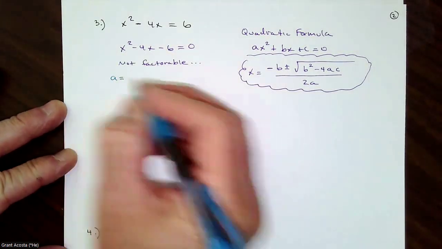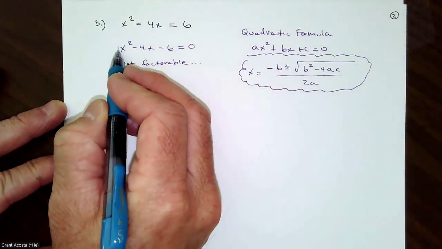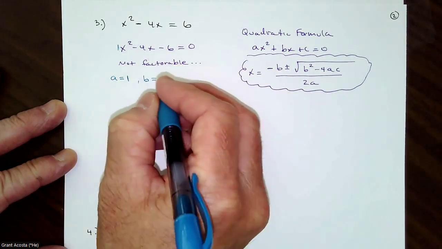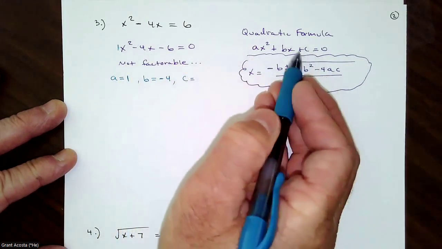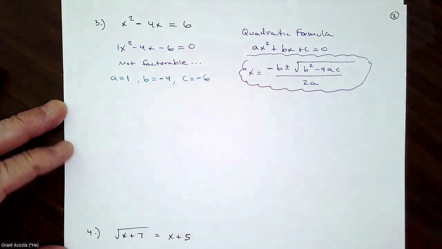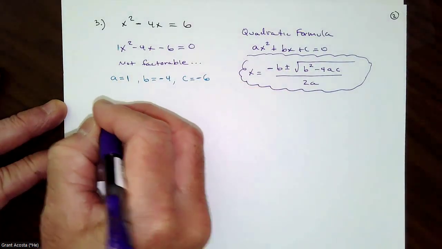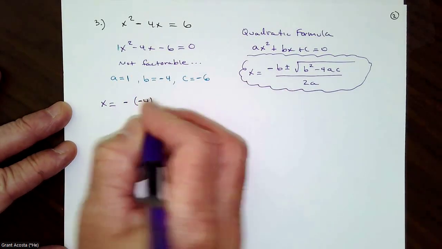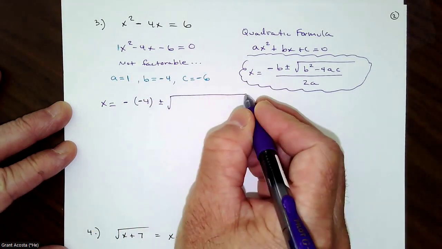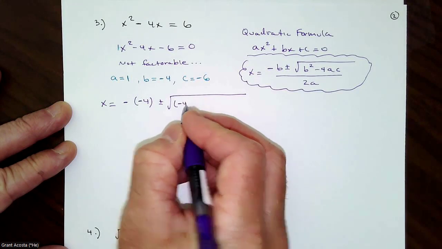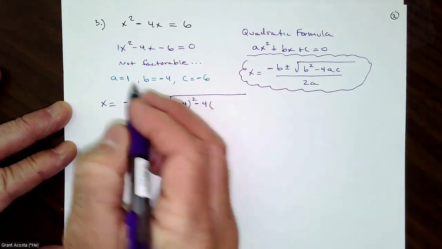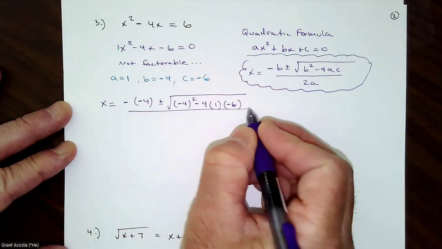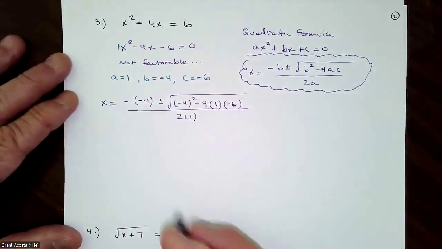So for this one, our a is the coefficient of x squared. I could always imagine a 1 there if I wanted to. B is the coefficient of x, and you have to take the negative. It's -4. And c is the constant hanging out at the end, which in this case would be -6. So then plugging this into the quadratic formula, I'm going to have -b, so the negative of -4, plus or minus the square root, b squared, minus 4 times a times c. And we'll divide this whole thing by 2a, so 2 times 1.